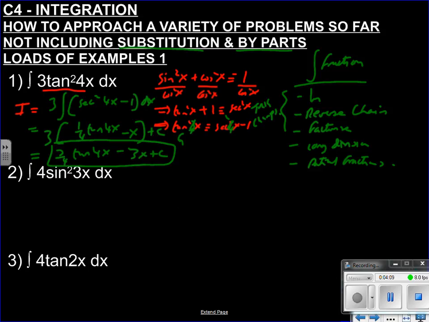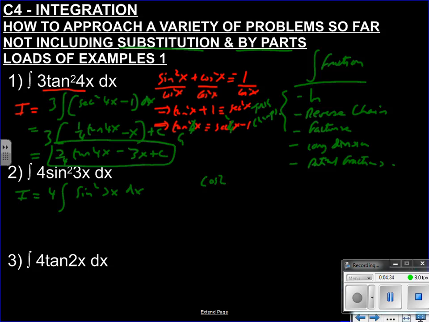Next one. Integrating 4 sine squared 3x. Again, think about that differentiation table. Bring that 4 on the outside. Nothing differentiates to sine squared. So we need an identity here. Again, I'm trying to get you to remember that sine squared and cos squared you can't integrate, but you can, only if you use an identity though.